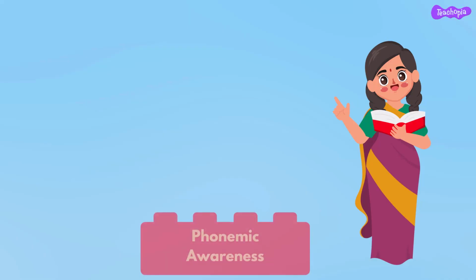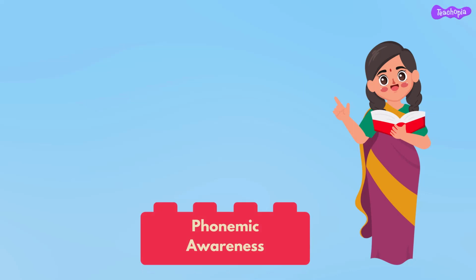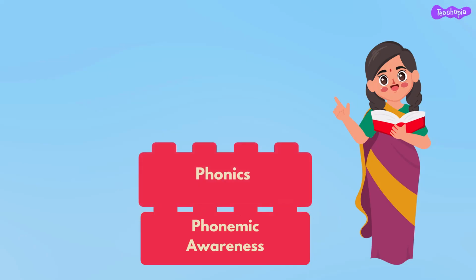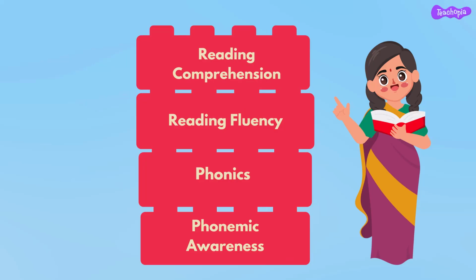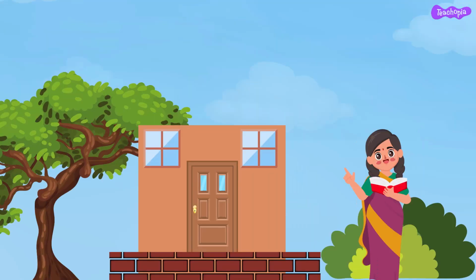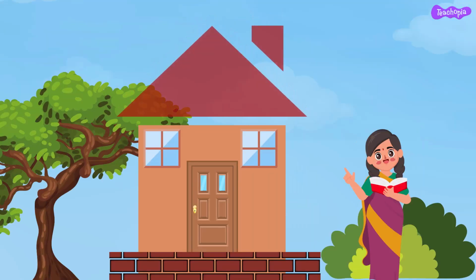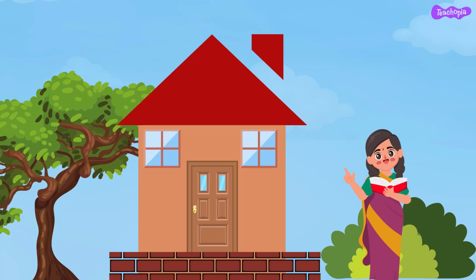With a strong foundation in sound recognition or phonemic awareness, letter and word recognition or phonics, and reading fluency, students are now well equipped to achieve reading comprehension. This is like putting a strong roof on our house, completing the structure and making it a beautiful home.